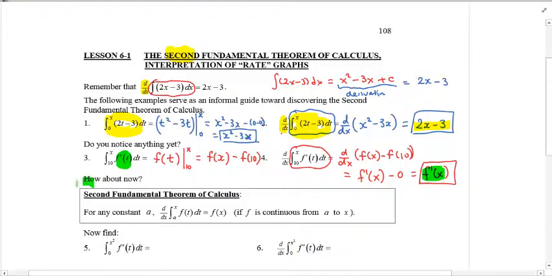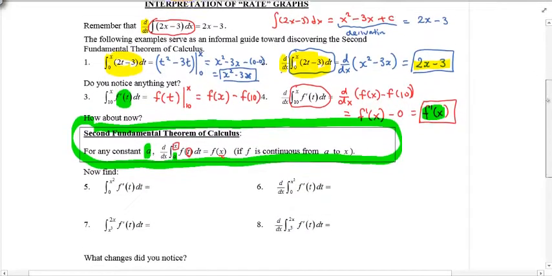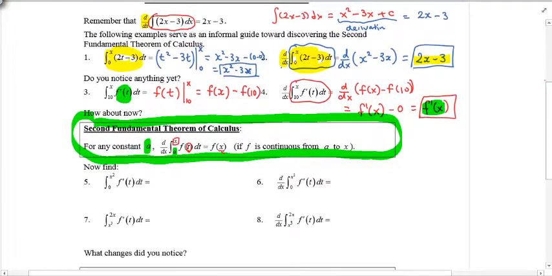Well, that's what the second fundamental theorem of calculus is really saying. For any constant a, okay, so that's the little a down there, if you're taking the derivative of the integral from little a to x of the function f of t dt, all you really need to do is replace the t with this upper limit x. And there you have it. And that's what we tried to show you above. Okay. So, can you now take a look at questions 5, 6, 7, and 8?